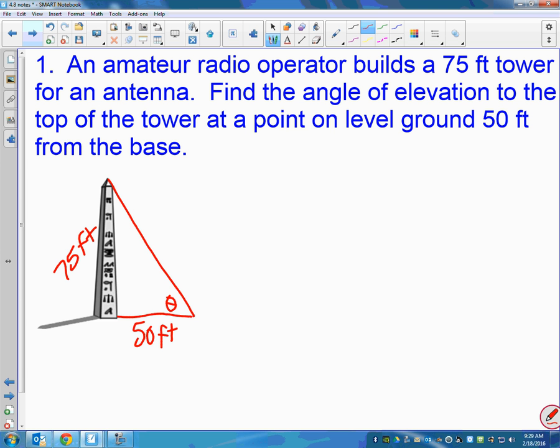Again, draw the picture as you're doing these. Some of the ones in your homework give you a picture, some of them don't. So if they don't give you a picture, draw that. Because then it just goes back to, this is the opposite side, this is the adjacent side, so I could use tangent here and say the tangent of theta equals 75 over 50. And then what am I going to punch in my calculator if I'm trying to find an angle?